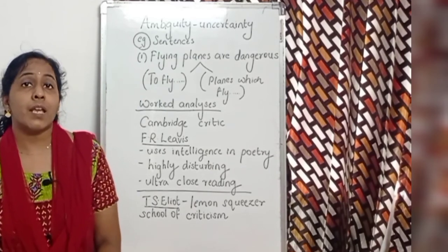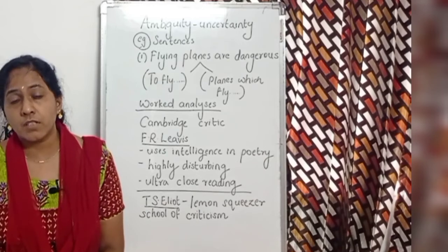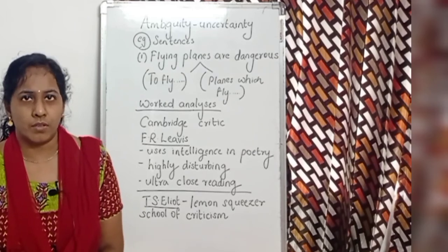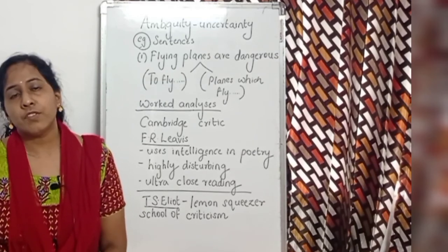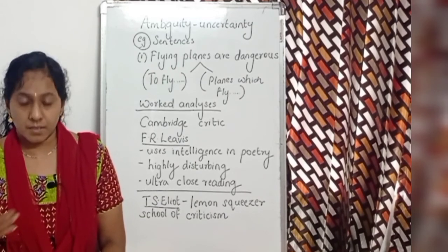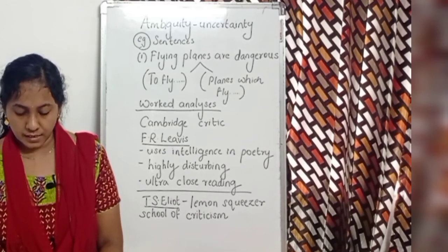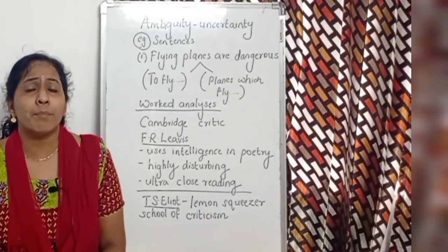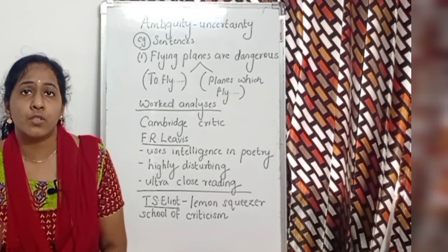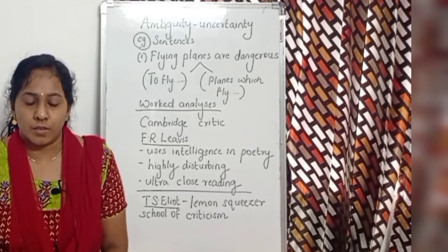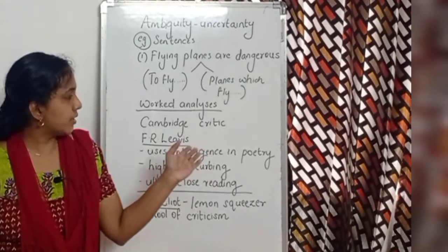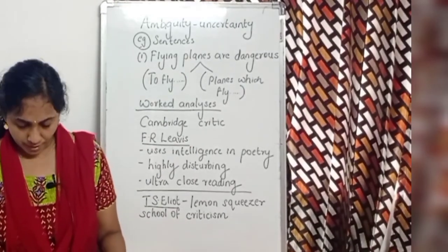Actually, poetry is meant for appreciation. You don't have to use so much intelligence. Of course, a lot of thinking goes into it, but there's not so much intellect. It's much of imagination, thinking, thoughts, and also romanticism. He says that it uses intelligence on poetry as if it were mathematics. Poetry is not something like mathematics. It is not to the point or to the value. It is something of appreciation. So according to F.R. Leavis, it was highly disturbing and uses intelligence in poetry as if in mathematics.